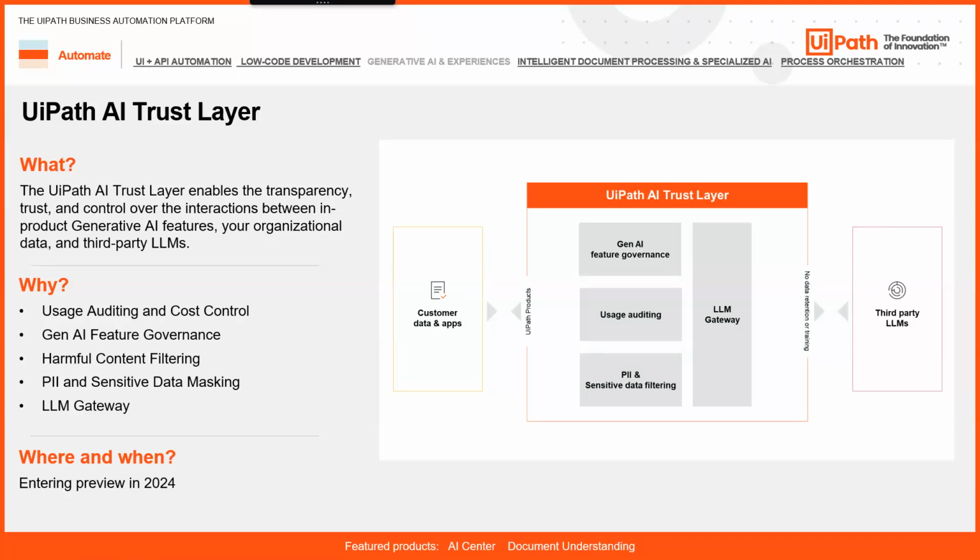Where will this trust layer be? Was it like an Orchestrator or server-based app, or where is this going to sit? Yeah, it's going to be in the automation cloud. Okay. The exact layout in terms of, is it going to be part of the admin portal, or is it going to be another icon on there is still to be fully determined, but it will be within the automation cloud that you'll be able to access it. Thanks.